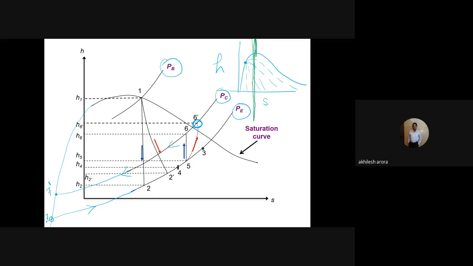Whatever the Mollier diagram which you have seen starts from this particular green line and goes towards the right hand side. The left hand side is not shown, because that is not required actually. So they are not showing it.